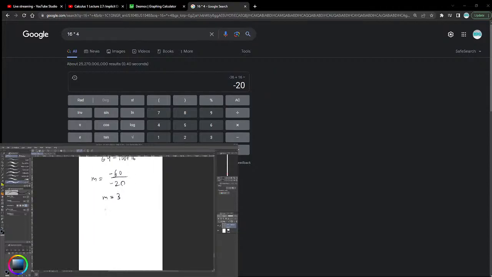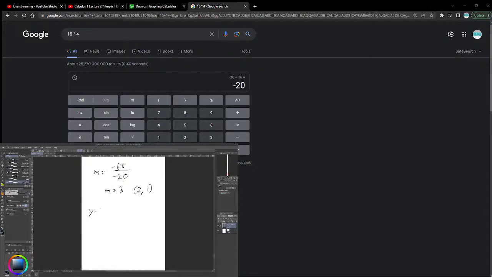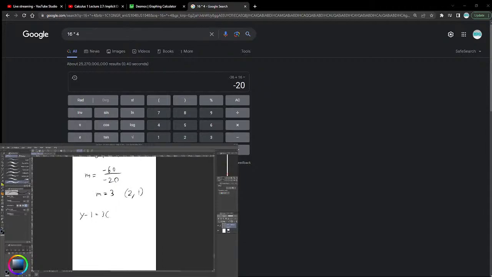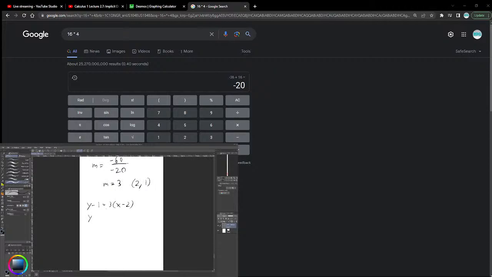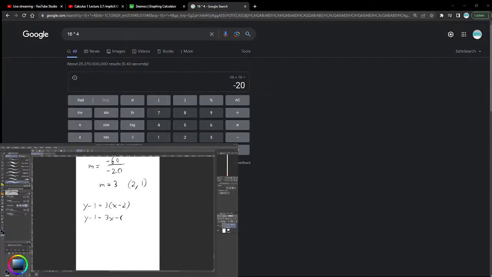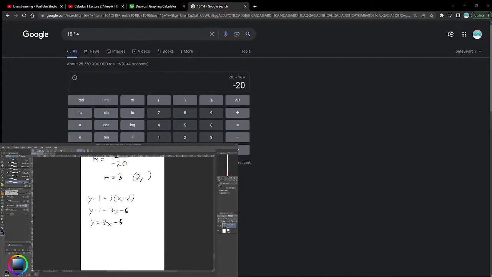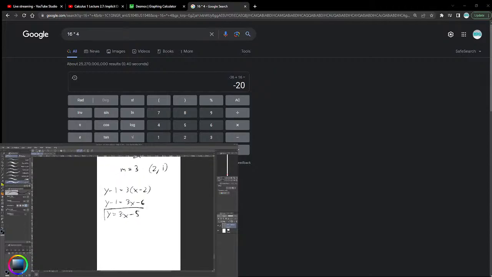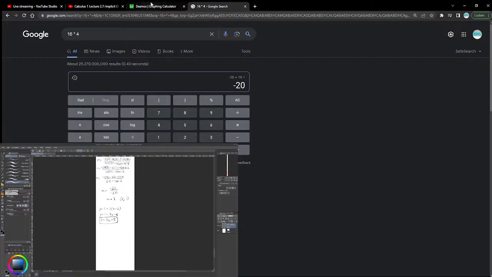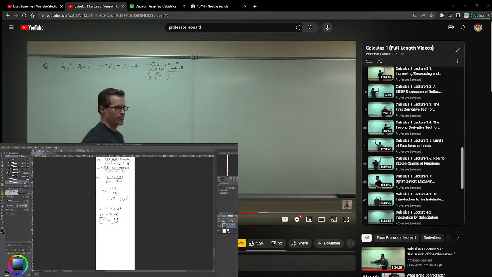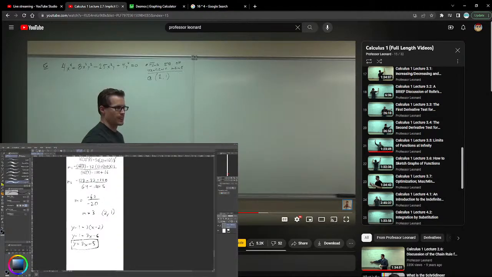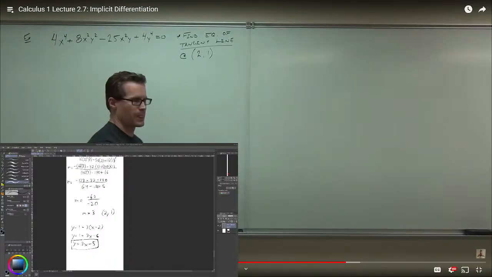Slope of 3. And the original point was (2, 1). y minus 1 equals 3 times (x minus 2). y minus 1 equals 3x minus 6. y equals 3x minus 5. And that's the equation of the tangent line at (2, 1) for the function, whatever that thing is. If it's a function. Probably is.